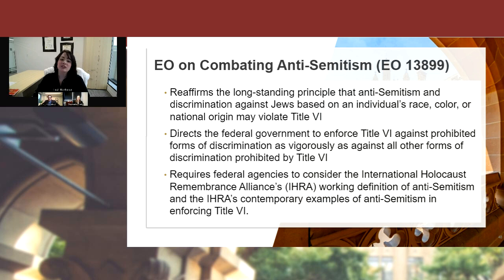And it required the federal agencies to consider the International Holocaust Remembrance Alliance's working definition of anti-Semitism. And what that is, it states that anti-Semitism is a certain perception of Jews which may be expressed as hatred towards Jews, rhetorical and physical manifestations of anti-Semitism directed towards Jewish or non-Jewish individuals and or their property, towards Jewish community institutions and religious facilities. So it encouraged and required those federal agencies to consider this definition of anti-Semitism when enforcing Title VI. And it kind of incorporated some contemporary examples of anti-Semitism in that enforcement.